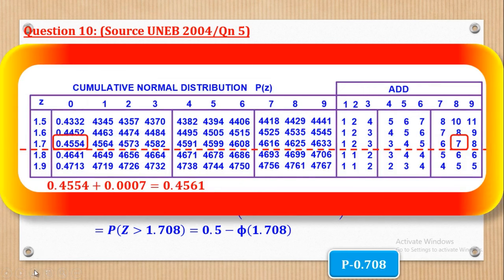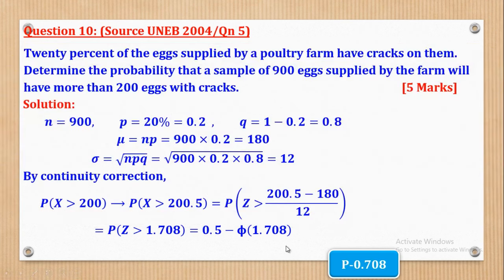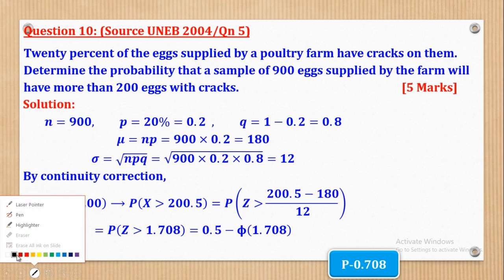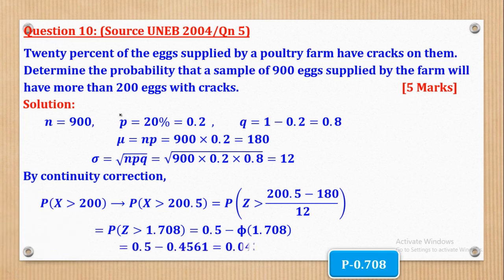Now next is to look for that value. So 1.7 is there, and 0 is there, and the third decimal place is 8. This one to 4 decimal places is that, and this one to 4 decimal places is this. I think you remember that. Then when I add, I'll come up with 0.4561. So I'll come here and substitute for phi of 1.708 to come up with that, and when I subtract, I'll come up with 0.0439. So basically that's what they wanted.